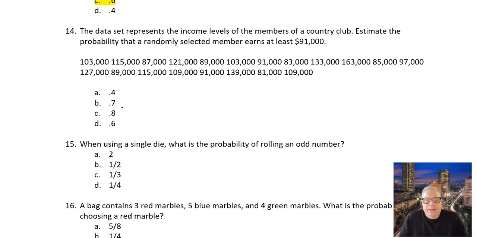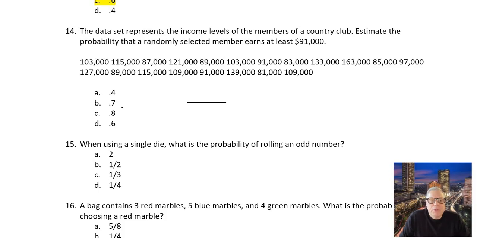14. The data set represents the income levels of the members of a country club. Estimate the probability that a randomly selected member earns at least 90,000. Okay, so first we have to estimate again the probability, the total set of events.